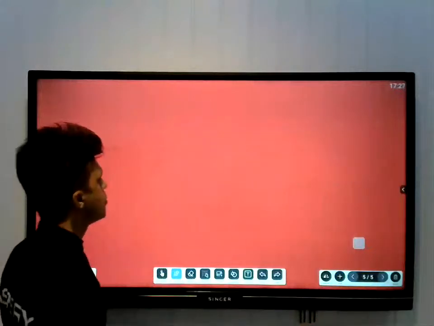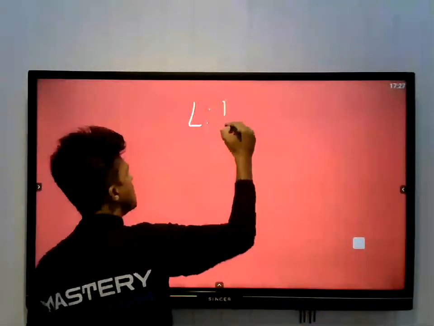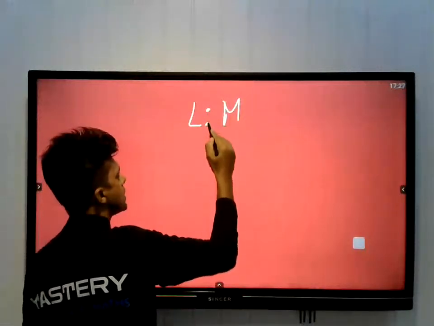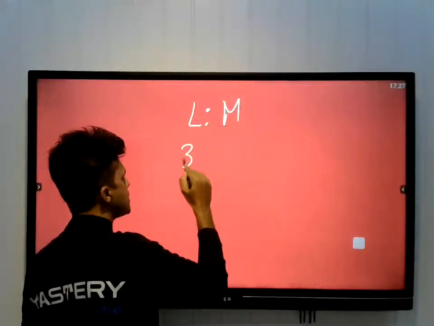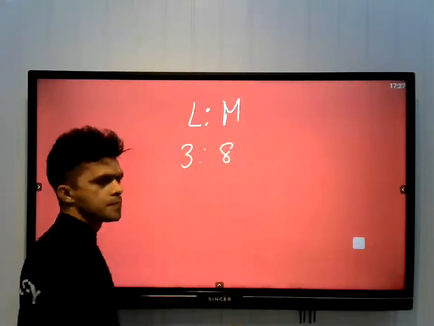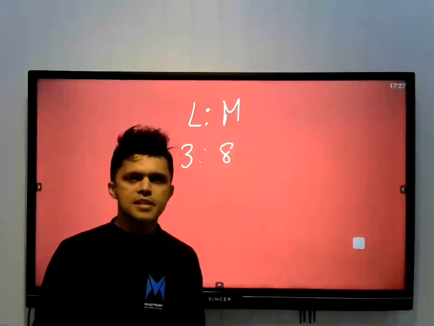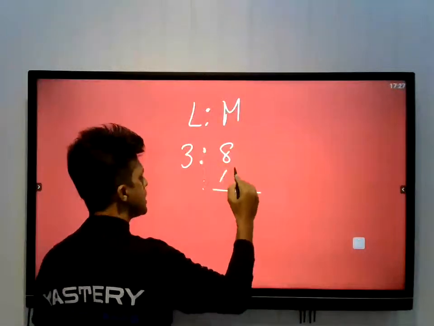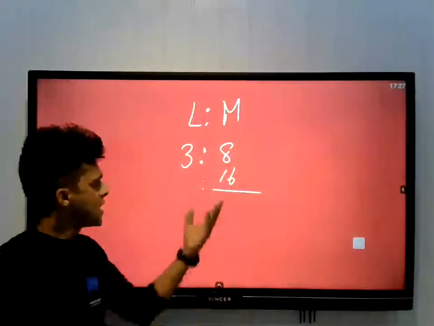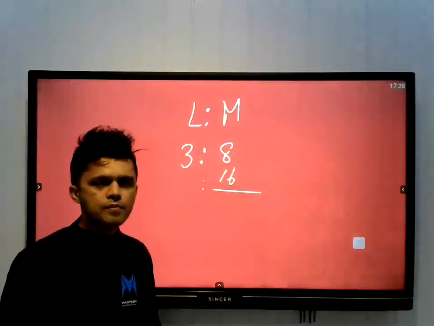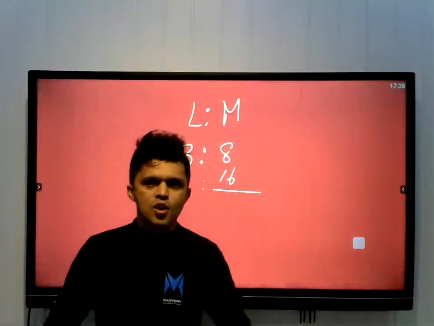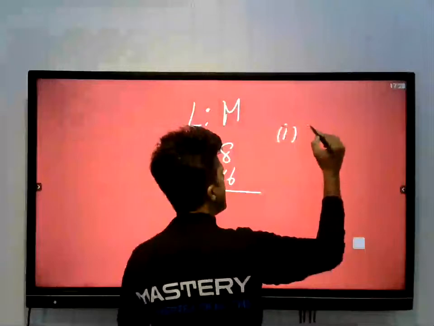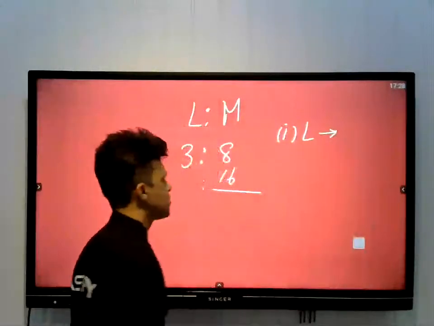We can do this type of one. A certain amount of money is divided between L and M in the ratio 3 to 8, and 16 rupees is taken by M. There are two questions. What are the two questions? The amount taken by L, and the divided amount.